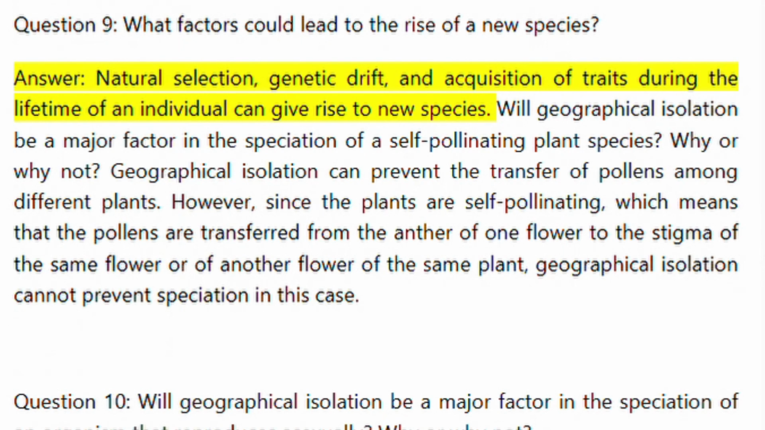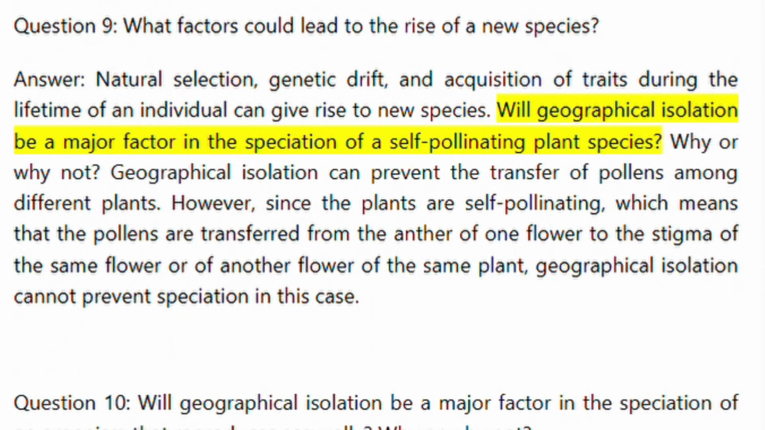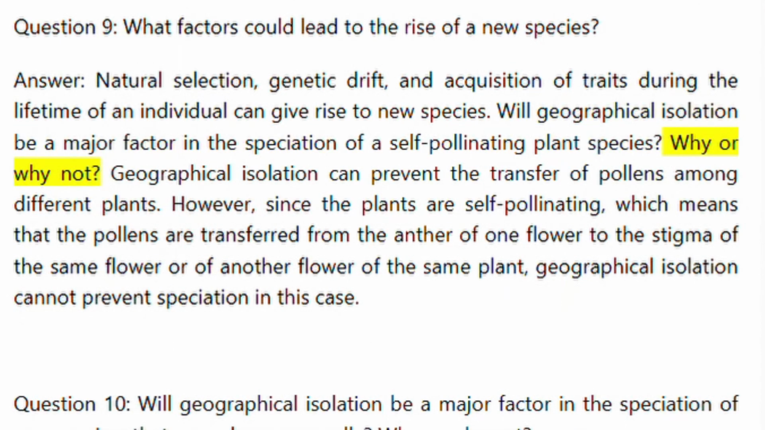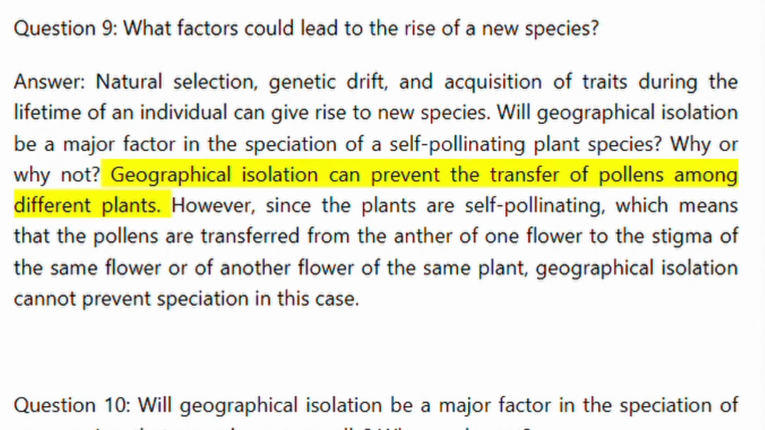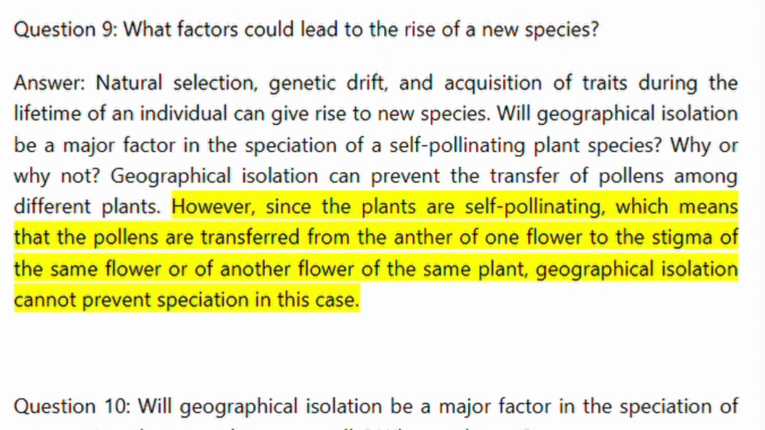Will geographical isolation be a major factor in the speciation of a self-pollinating plant species? Why or why not? Geographical isolation can prevent the transfer of pollens among different plants. However, since the plants are self-pollinating, which means that the pollens are transferred from the anther of one flower to the stigma of the same flower or of another flower of the same plant, geographical isolation cannot prevent speciation in this case.